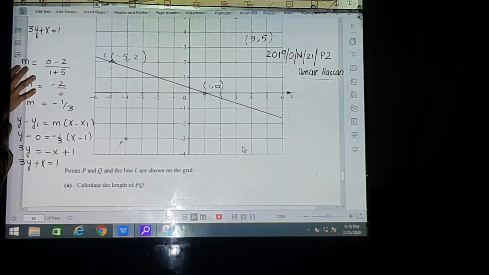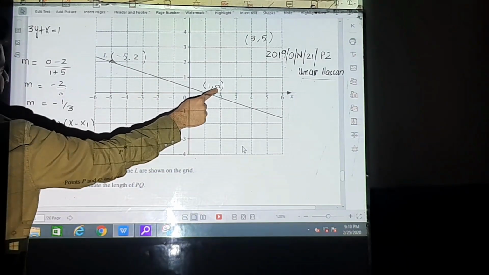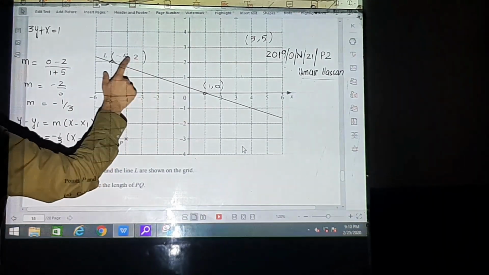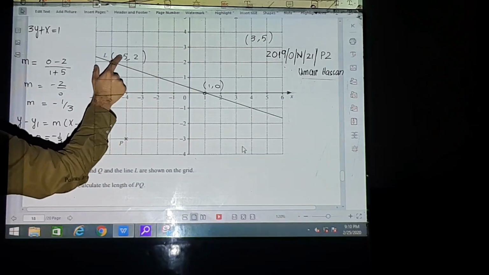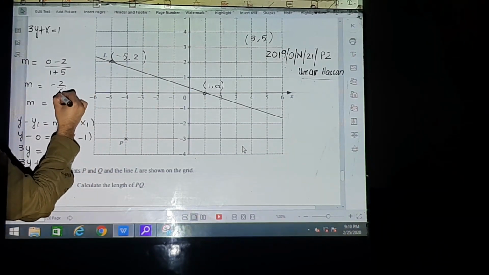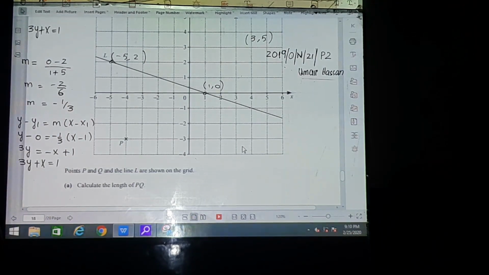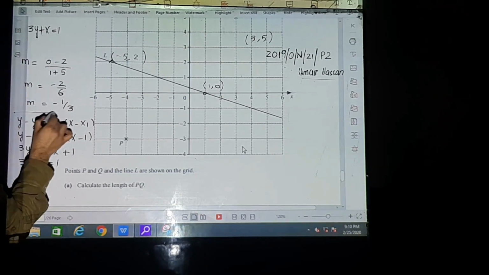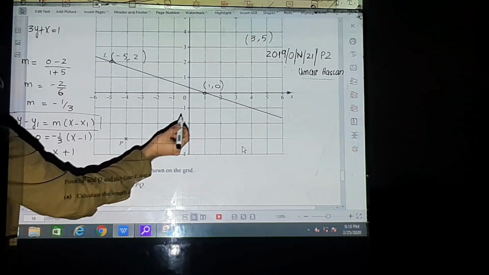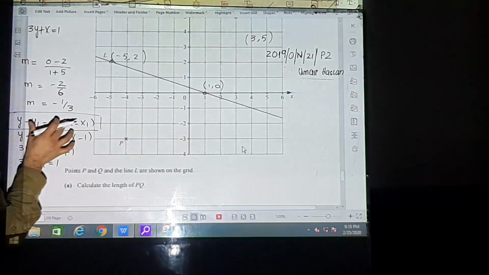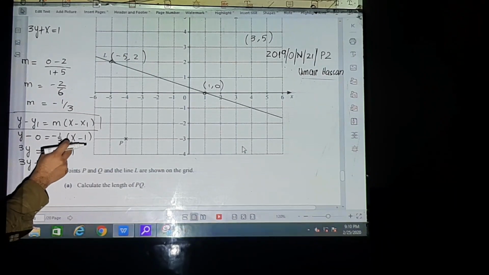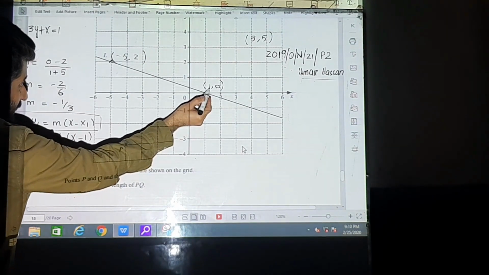Now first of all, find the gradient, which is y2 minus y1 over x2 minus x1. So 1 minus -5 is 1 plus 5. So -2 over 6 will give you -1 over 3 as the gradient. Now using this, you can find the equation of this line: y minus y1. I have taken this as y1 here. So y minus 0 is equal to m, which is -1 over 3, times x minus x1, which is 1.